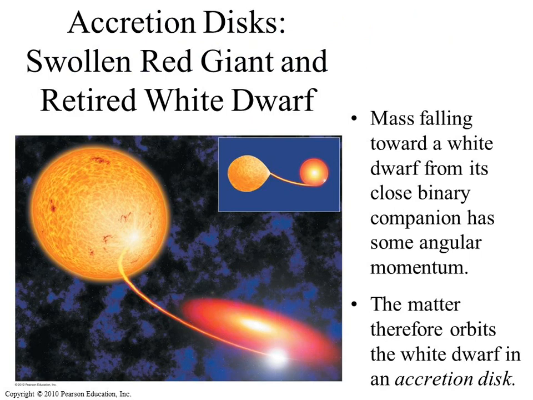So here we go. This would be your giant. And in the middle there, amidst what we call the accretion disk, is your retired white dwarf. Let me go back. This is your white dwarf. So here's the deal. This is your fresh hydrogen. Now, we're going to talk in this chapter about something called an accretion disk.